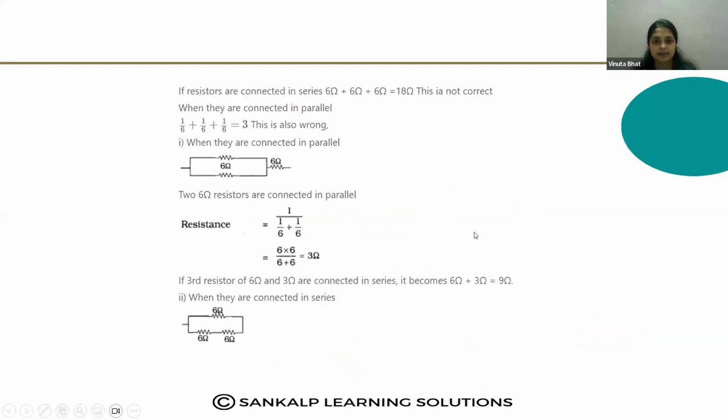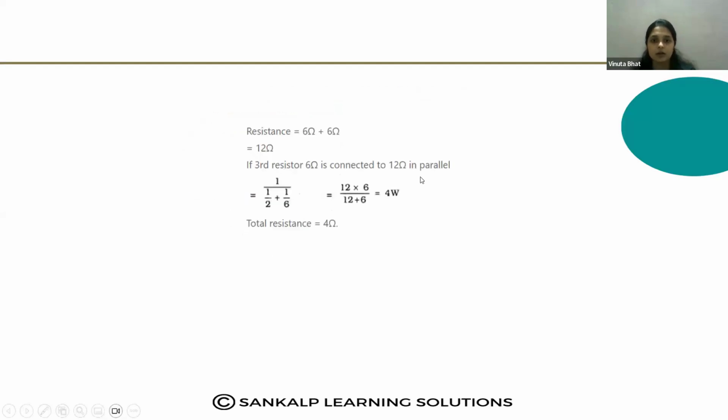Yes, this is the answer. When two resistors are connected in series and one in parallel, you will get the 4 ohm resistance. So this is the 4 ohm resistance.